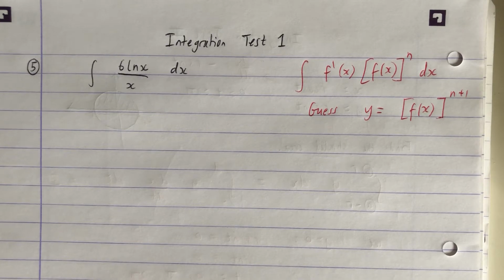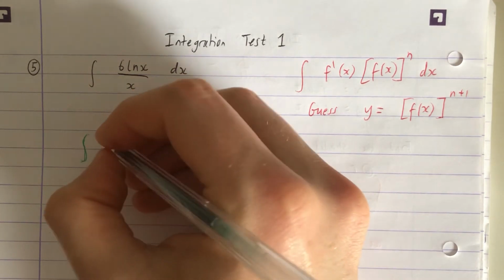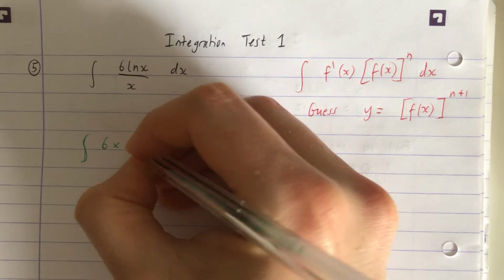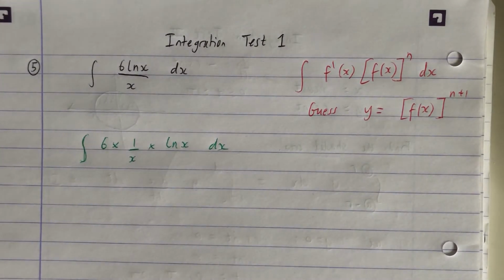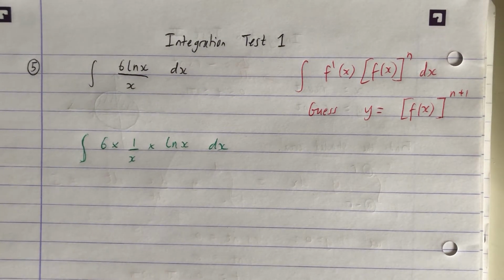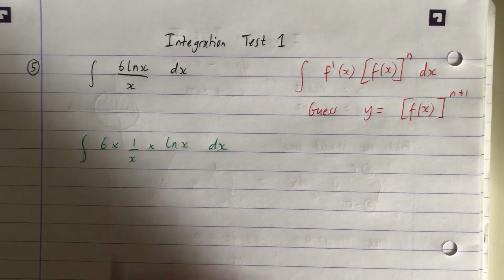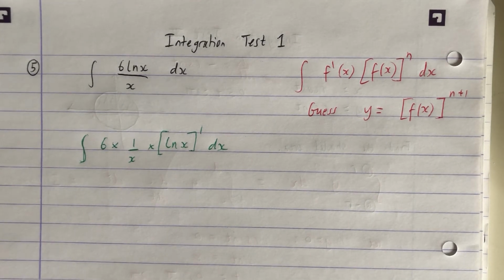1 over x. So you can rewrite this as, well, the 6 is pretty irrelevant, so 6 times 1 over x times ln x dx. And then this looks very similar to this pattern. You've got a derivative, you've got a function. I know it's not to a power, but it's effectively to the power of 1. And then you've got a random multiple in front, which doesn't really do much.